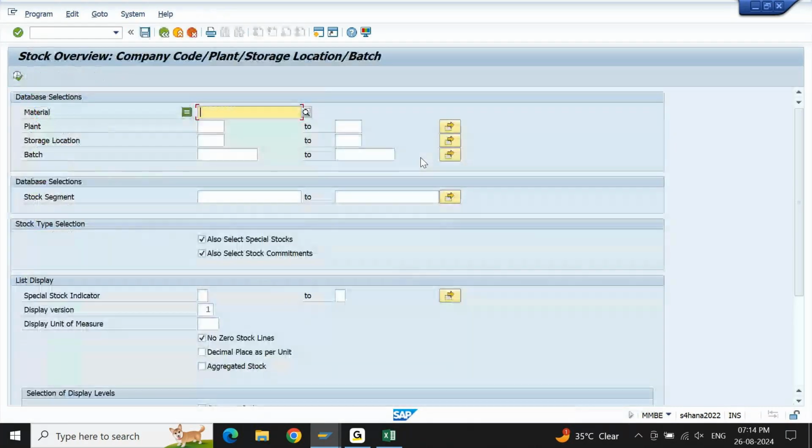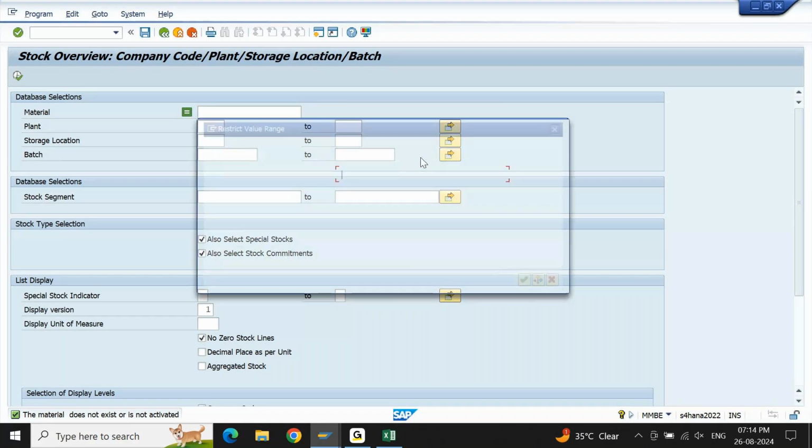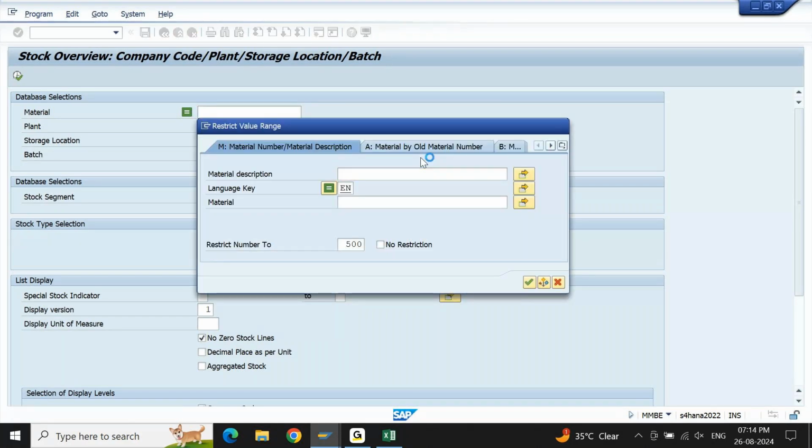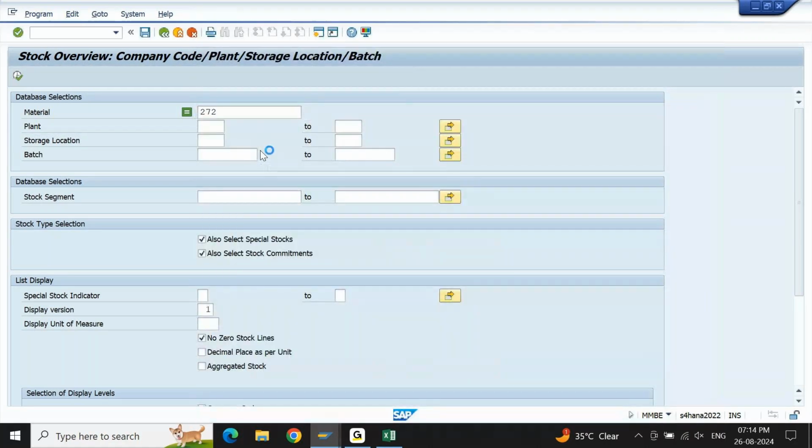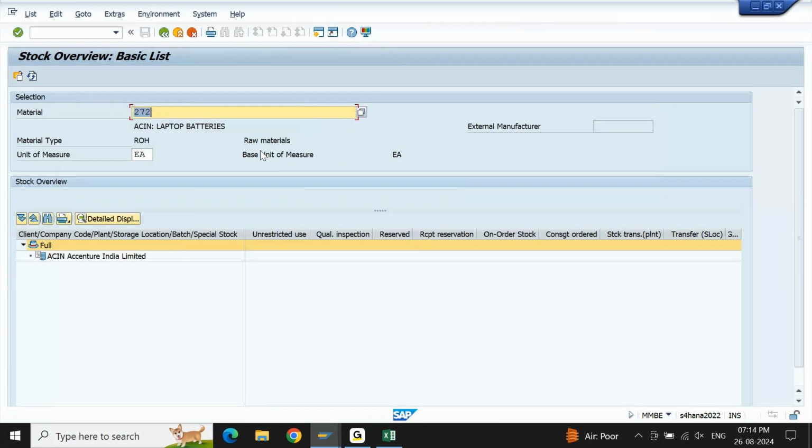For example, if I take any stock, I'll put any plant, let me execute. Let me check if I can find anything. Here you can see something called, what is the first one?